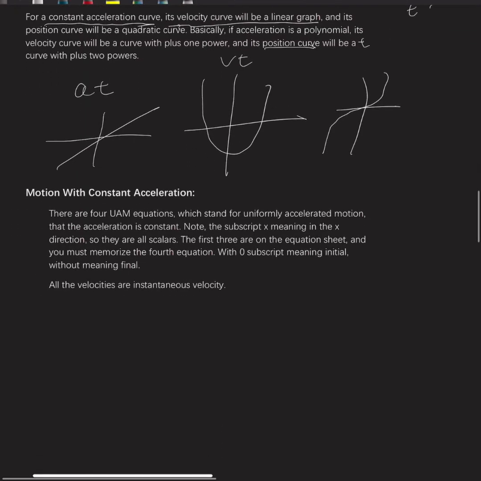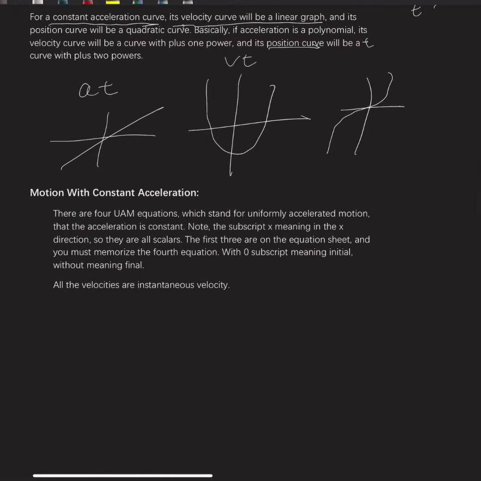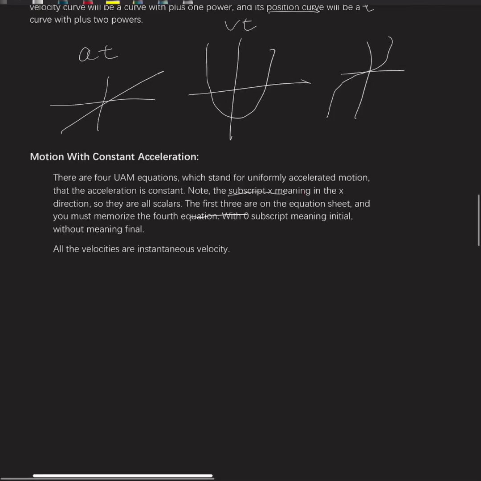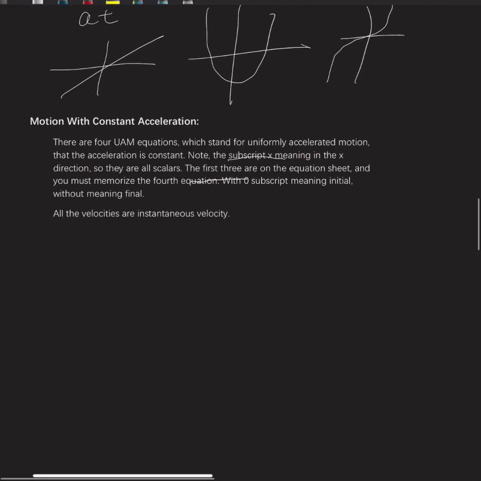Motion with constant acceleration. There are 4 UAM equations, which stands for uniformly accelerated motion equations, where we're assuming the acceleration is a constant. And we have the subscript x, meaning in the x direction, so they are all scalars. But you can change the subscript x to subscript y or subscript z to indicate the other axes. And the first three are on the equation sheet, which I will be writing right now.